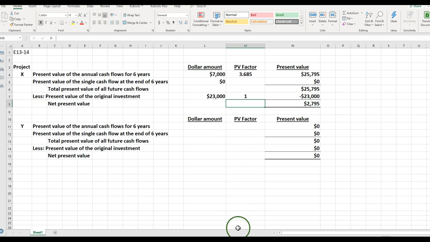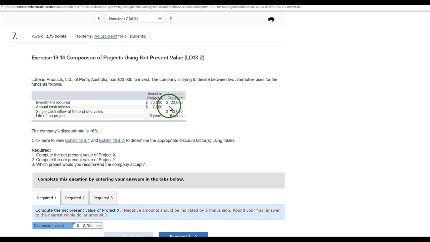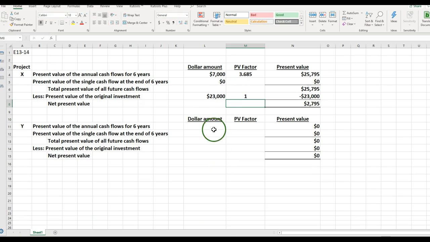Let's do the same thing for project Y. Project Y, still $23,000 initial investment, no annual cash flow, but it generates $43,000 at the end of a 6-year period. One lump sum at the end of 6 years. So $43,000, we're going to drop in right here. I'm going to go ahead and put 0 here just to show you that 0. Original investment, still $23,000. Now we need to find the present value factor for one lump sum at the end of 6 years at 16%.